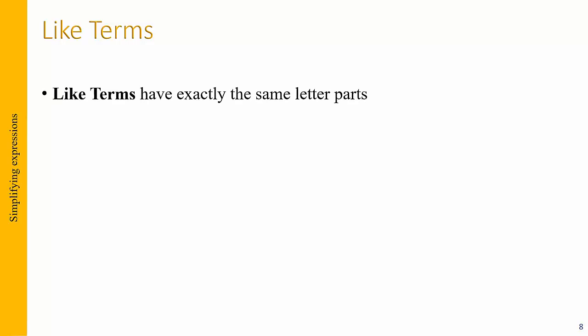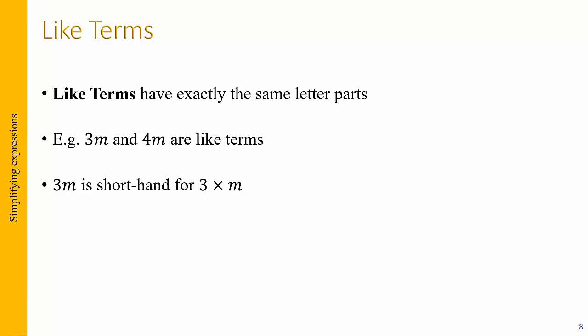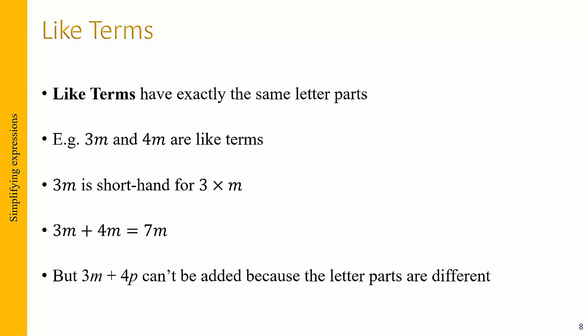When terms have the same letter parts, we refer to them as like terms. So for example, 3m and 4m are like terms. Now 3m is really 3 times m. So if we have 3 lots of m plus 4 lots of m, we have 7 lots of m. We can add those two together. However, we cannot add 3m and 4p. They are not like terms, they represent different numbers, so we don't get 7 of anything.